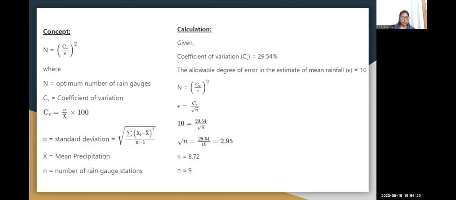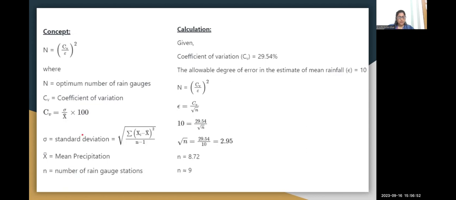Okay, so let's again check the solution. These are the formulas for finding the coefficient of variation. Like I said, the coefficient of variation of the mean rainfall is given, and the existing 6 gauges are given. And how do we find the coefficient of variation if the CV value is not given? We will find the standard deviation.